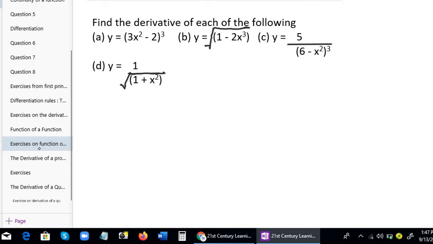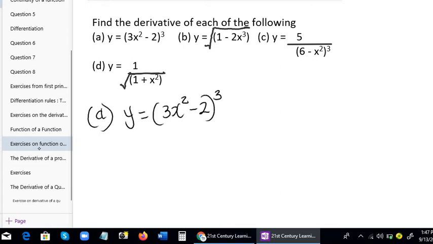Let's start by looking at this A. If I ask you to differentiate y equals (3x squared minus 2) cubed, this might likely be difficult for you because of this cube here. This is called a function of a function, okay? This is called function of a function because we have, okay, do you understand better now?